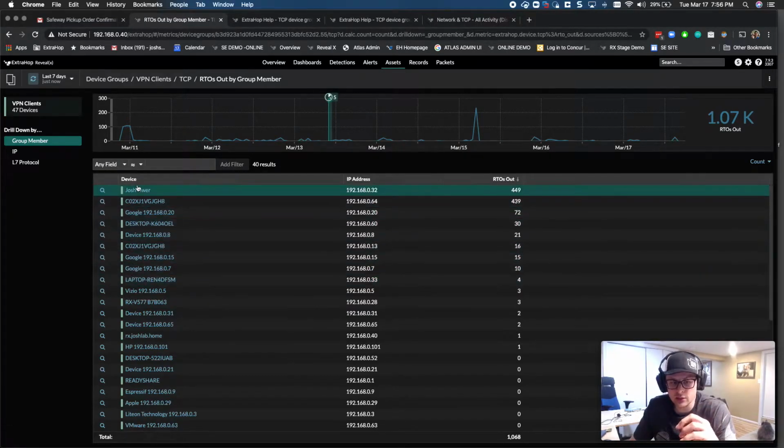So I can quickly see that Josh's tower here has 449 of them. Everything really needs to be kept in order of scale here. 449 is really not a lot, right? Someone can keep on churning. But what we're looking for is major differences in sway.